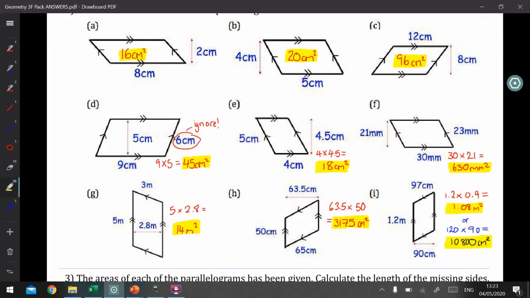Okay, there's the answers to that page. Watch out for units on some of those questions. This one is square millimetres. This one, as long as these two lengths are in the same units, you can then multiply them together. So you could give your answer in square metres or square centimetres.